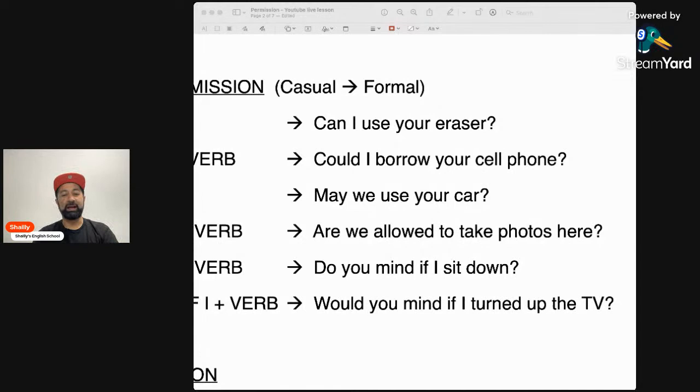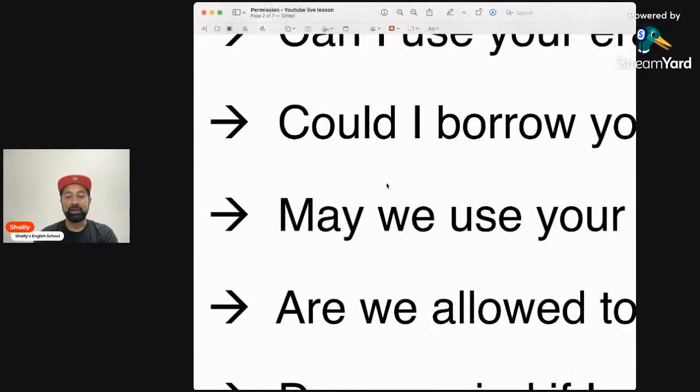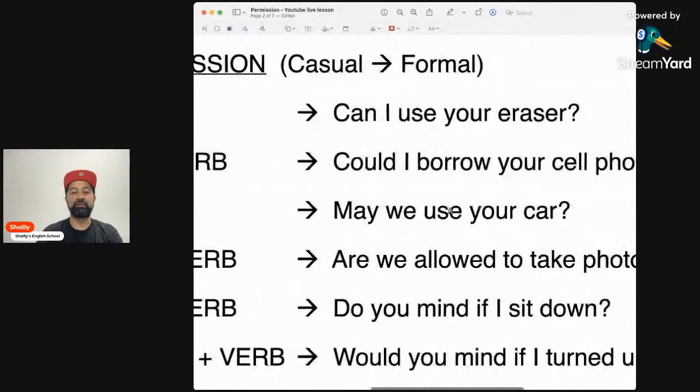Then we've got could I? Could I borrow your cell phone? So I want to use your cell phone. So it's could I borrow your cell phone? Now we're getting even more polite when we say may I. Okay, and if you look here in my subject, I've got may we. I didn't have may I because in this situation, there's more than one person. So it's may we. And the permission question is, may we use your car? All right, so maybe my friend and I, maybe my brother and I, my sister and I, we want to use your car. So I must ask you, may we use your car?